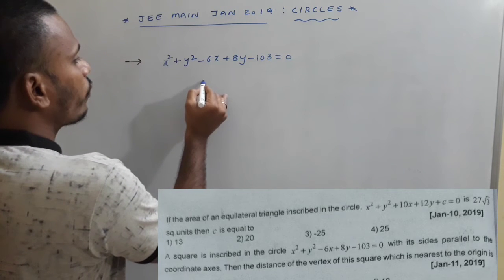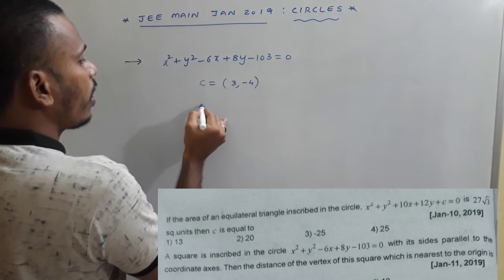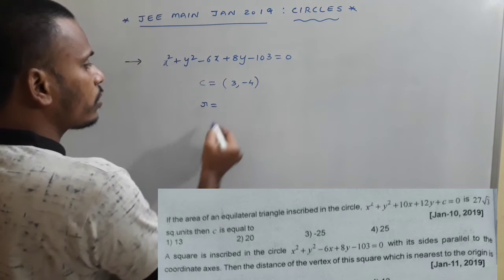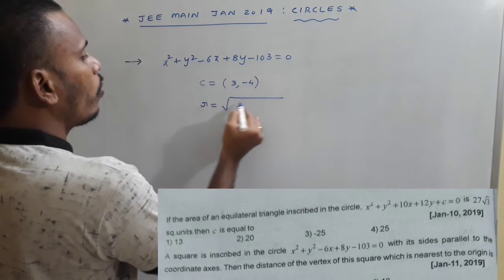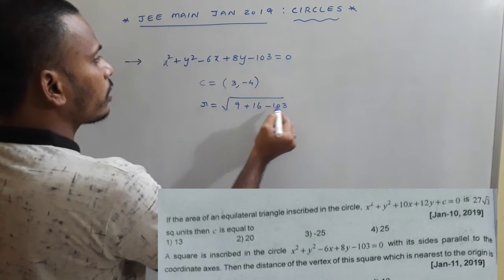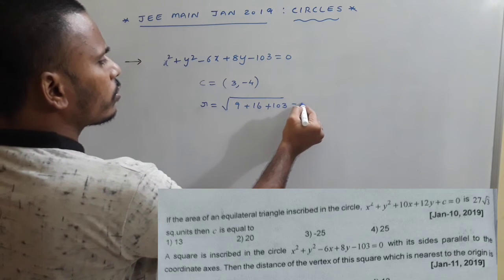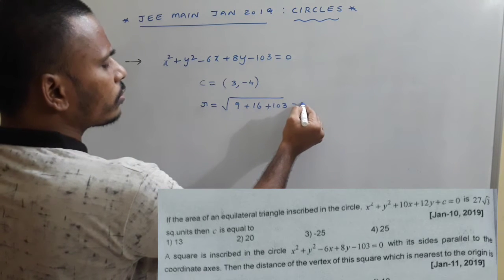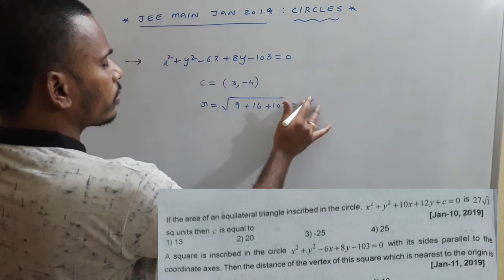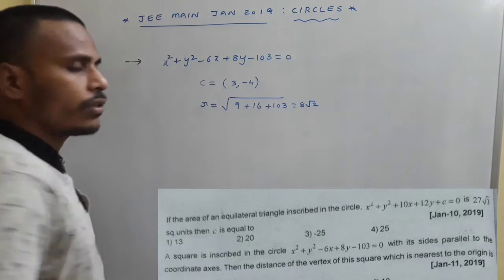What is the center of this circle? Center of this circle is (3, -4), and then think about the radius of this circle. Radius is root of g square plus f square minus c. So 9 plus 16 plus 103, that is equal to, what is it? 8 root 2. 8 root 2, okay, that is the radius of the circle.